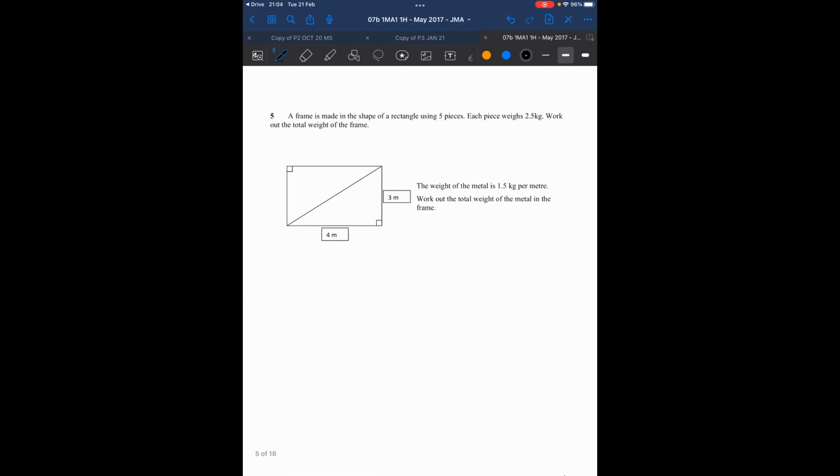Number 5. A frame is made in the shape of a rectangle using 5 pieces. 1, 2, 3, 4, 5. So it must be including that middle bit. Each piece weighs 2.5 kilograms. Okay, so work out the total weight of the frame.